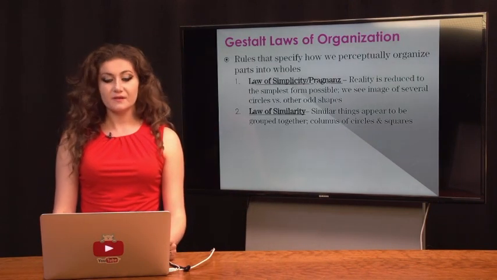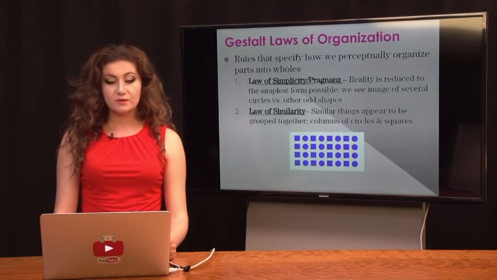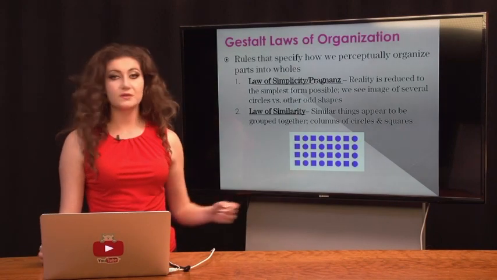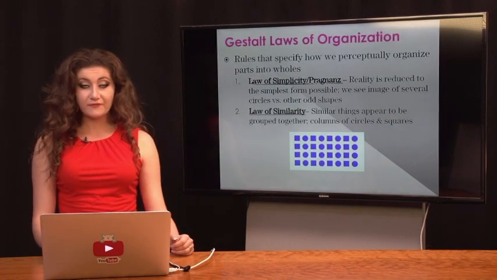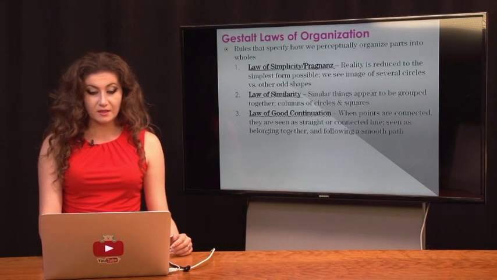The second law is the law of similarity, which says that similar things appear to be grouped together. So when you look at something like this, you immediately perceive that these are all squares and these are all circles. And we do that fairly quickly because the things that are similar are grouped together.